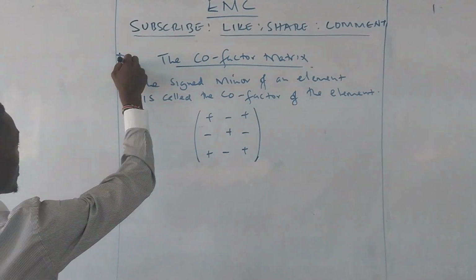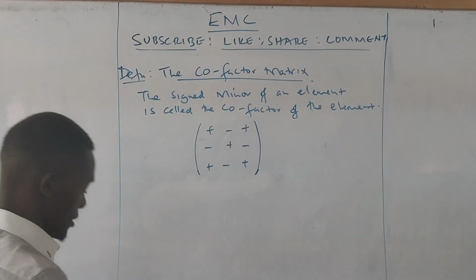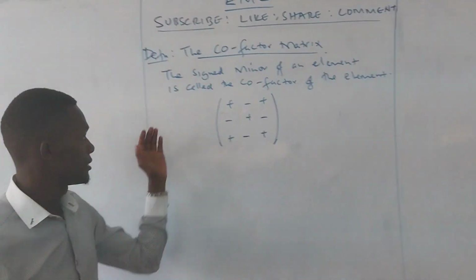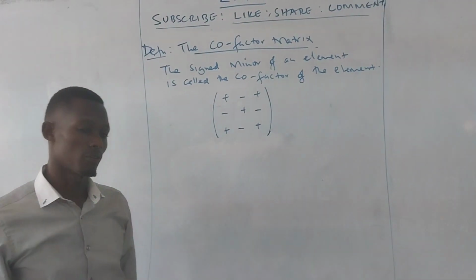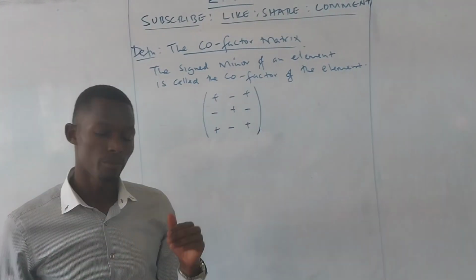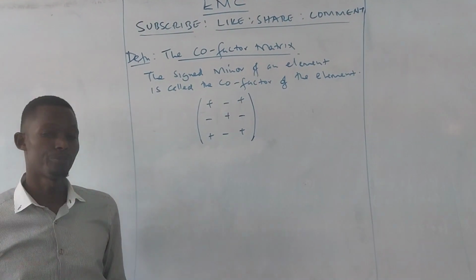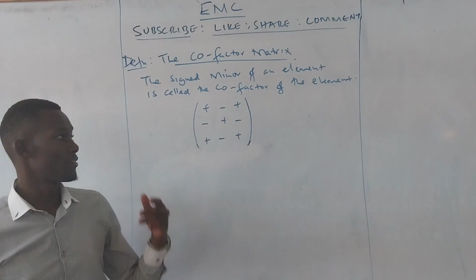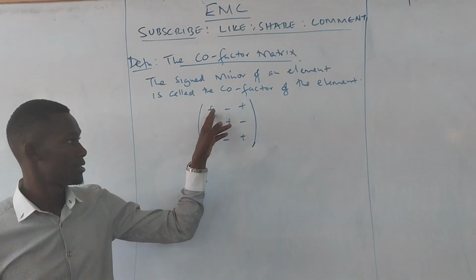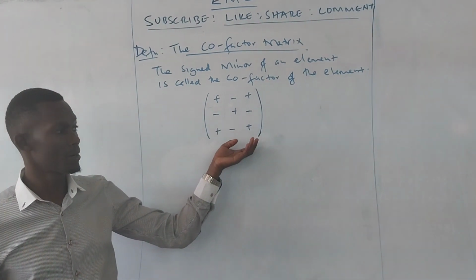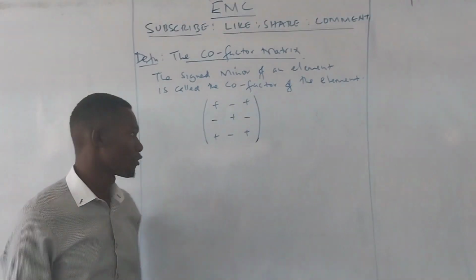I can just write definition. The cofactor matrix. So the cofactor matrix, you say it is the sign minor of an element. The sign minor of an element is called the cofactor of an element. So if you have an element which is signed, how does it appear? The cofactor matrix appears in this form.